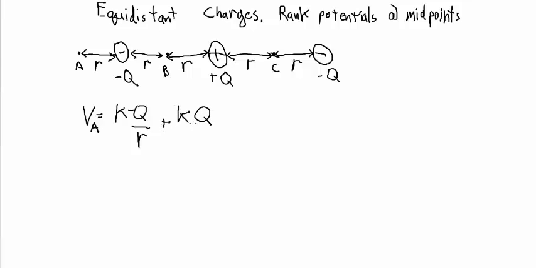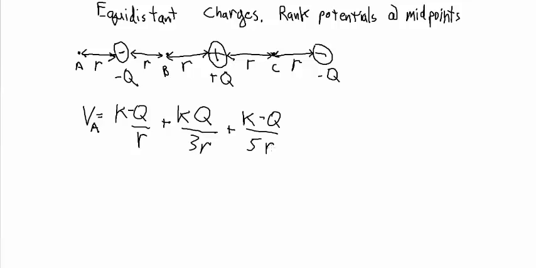It would look something like this: positive q, and then the distance from point A is 3r, 3 times that distance r. And finally, that final charge on the right is negative, creating a negative potential, and it's 5r away.